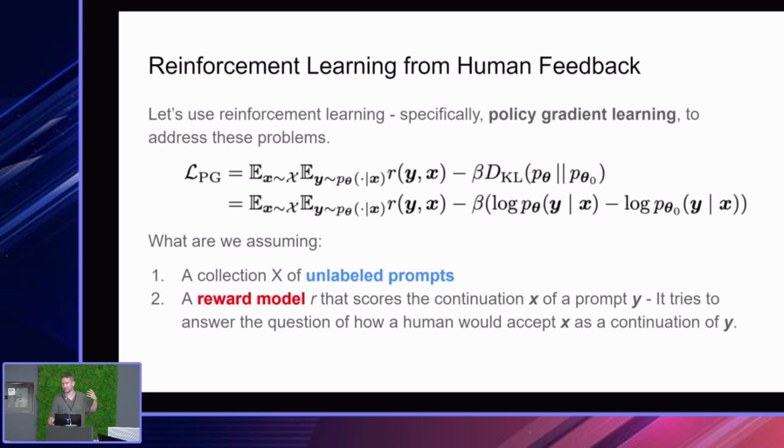You can also think about potentially generating them. You could maybe supervised fine-tune a language model to do that. But we'll leave that for now and just assume that we have this nice collection of unlabeled prompts X. And now we need a reward model that's going to score the continuation Y of a prompt X. So basically, this reward model is trying to answer the question of how a human would accept Y as a continuation of X, and do that by giving you a scalar real-valued number.